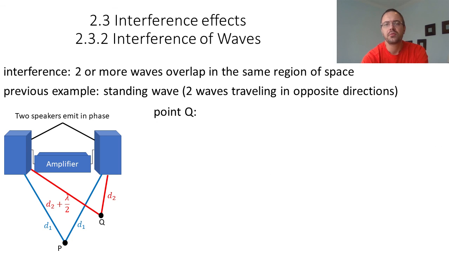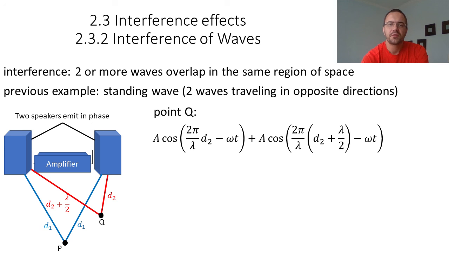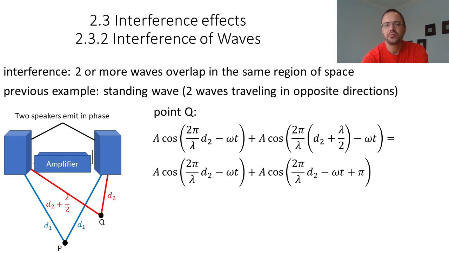Now let's look at point Q. Again, we can use the principle of superposition. This time one speaker is at a distance d2, so we have A cosine (2 pi over lambda d2 minus omega t). And the second speaker is at a distance d2 plus lambda over 2. So here we can simplify because 2 pi over lambda times lambda over 2 is equal to pi, right?